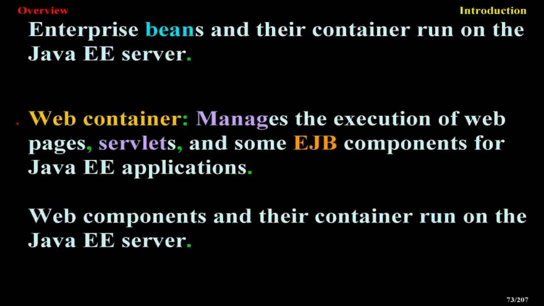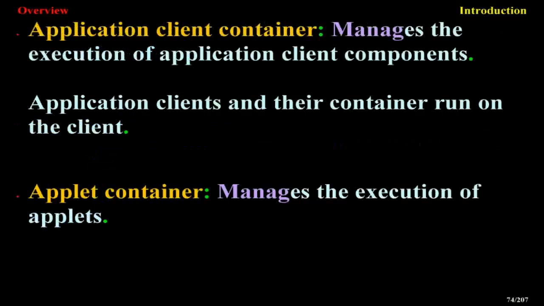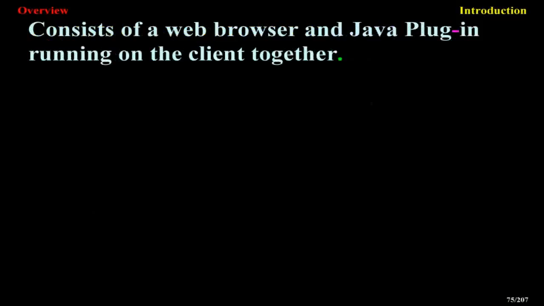Web container manages the execution of web pages, servlets, and some EJB components for Java EE applications. Web components and their container run on the Java EE server. Application client container manages the execution of application client components. Application clients and their container run on the client. Applet container manages the execution of applets. It consists of a web browser and Java plug-in running on the client together.